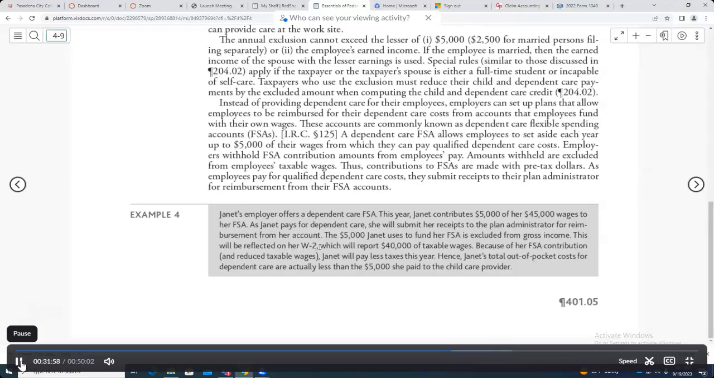So if you get the W-2, that's why I said put every dollar amount in every single box in the right place, because it will report $40,000 of taxable wages instead of $45,000 taxable wages. Because of her FSA contribution and reduced taxable wages, Janet will pay less taxes this year. Hence, Janet's total out-of-pocket costs for dependent care are actually less than the $5,000 she paid to the child care provider.